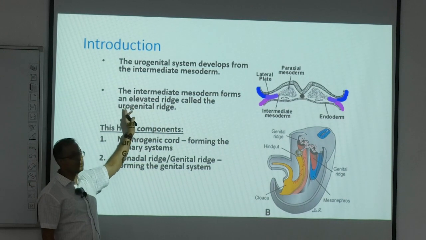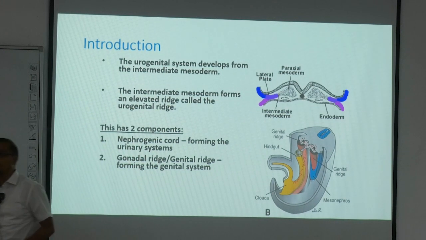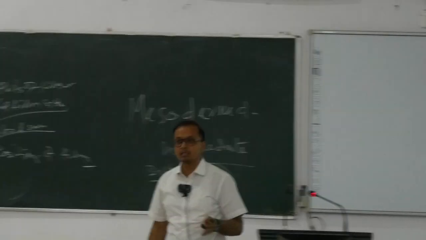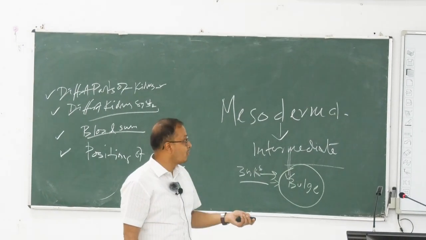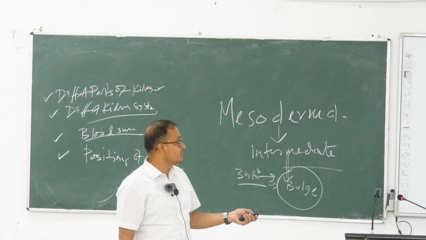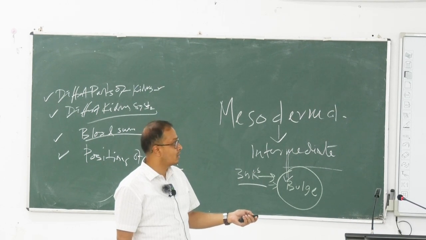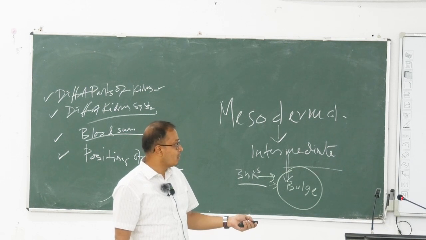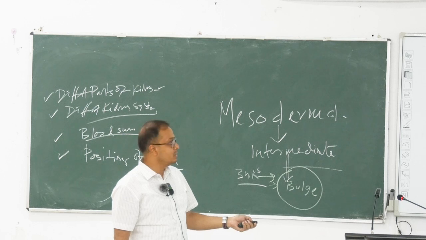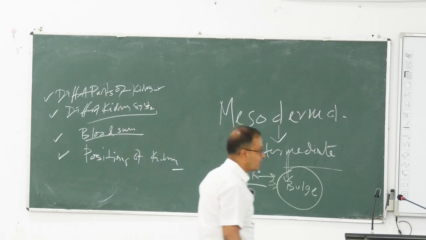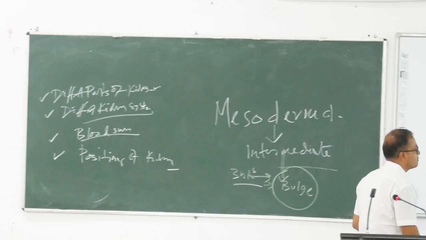Now if you split this term, urogenital, it gets two names, the urinary system and the genital system. So this urogenital ridge develops into two parts. One part develops into a ridge we call the nephrogenic cord. It develops into the urinary system, the kidney system. And the other part we call the gonadal ridge. This gonadal ridge forms the genitalia. That means the testes, the ovary, and the collecting system which is present in it.